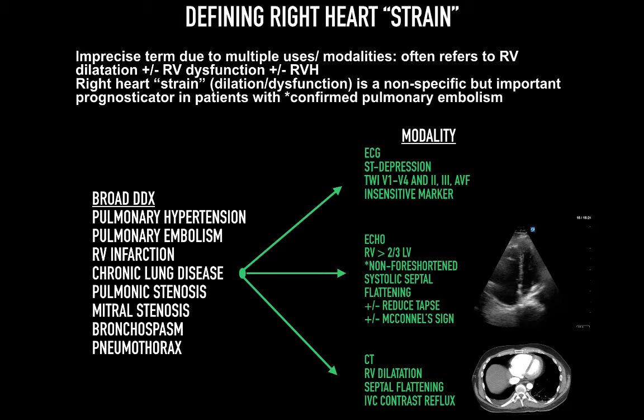So there is a broad differential diagnosis, as listed here, everything from PH to PE to RV infarction and so on. RV strain, as it were, can be detected on ECG, echo, and CT with a variety of characteristics. I would encourage you to correlate these different imaging modalities if you have access to them.